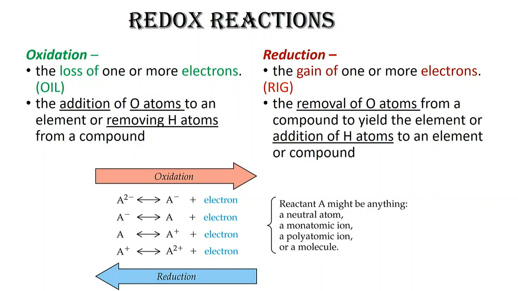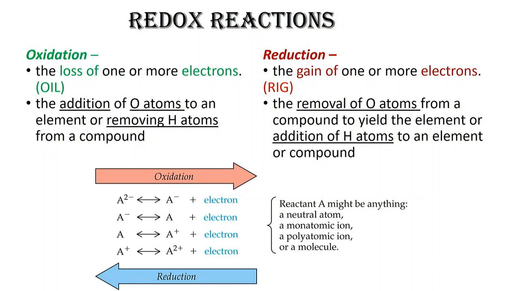Redox reactions involve oxidation and reduction, and we call them redox because oxidation has to occur with reduction. Oxidation is the loss of one or more electrons, or the acronym OIL, O-I-L. Reduction is the gain of one or more electrons, or the acronym R-I-G, RIG, oil rig.